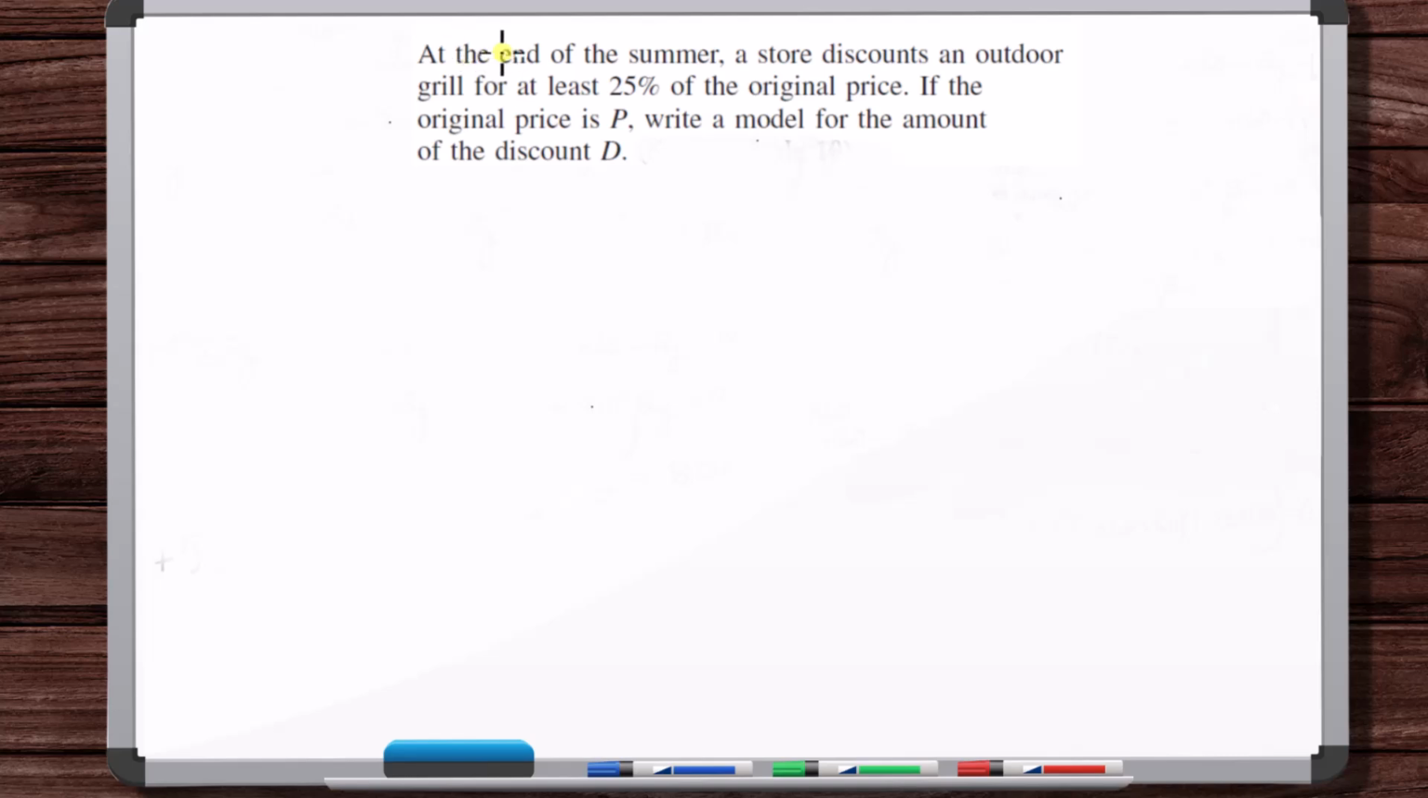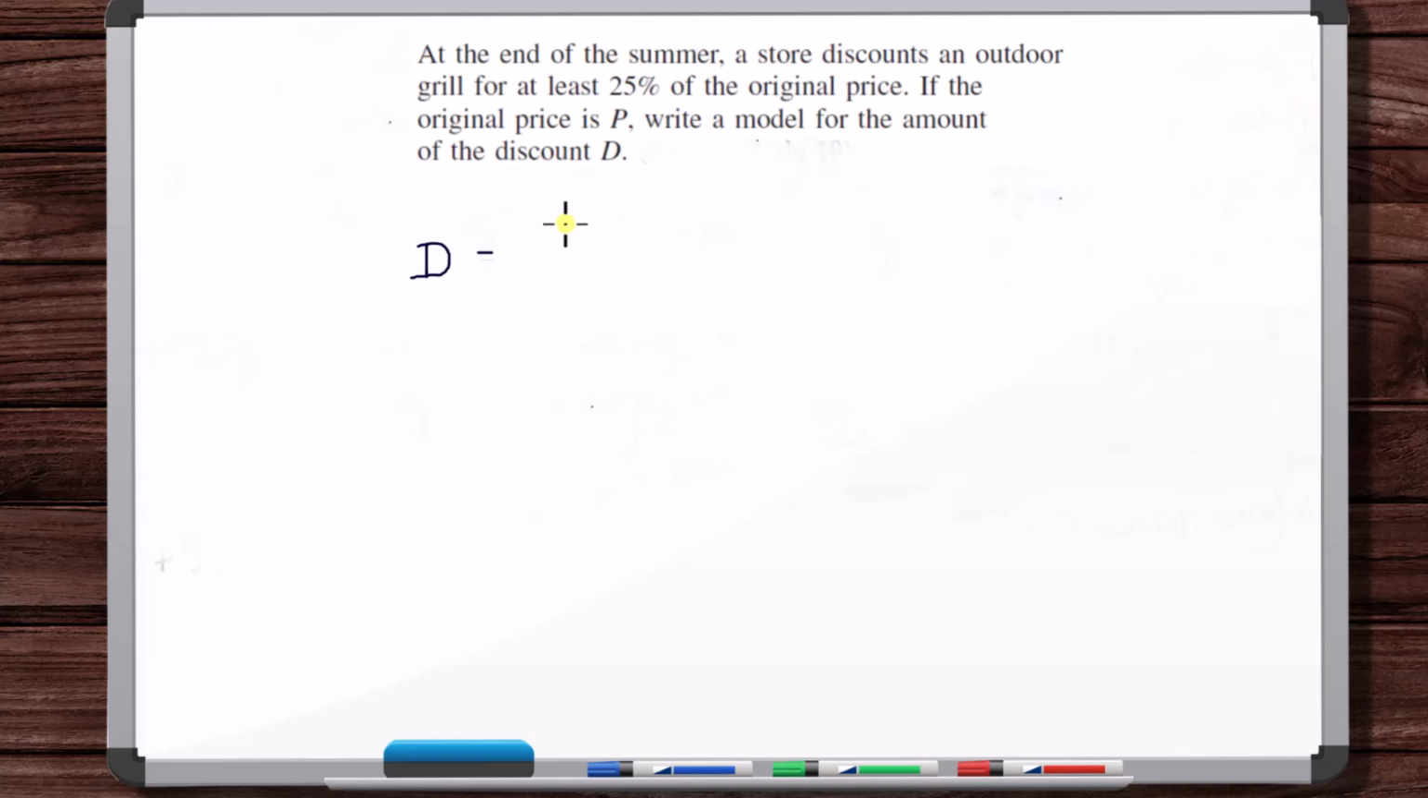Okay, next question. At the end of the summer, a store discounts an outdoor grill for at least 25% of the original price. If the original price is P, write a model for the amount of the discount D. Okay, so when you're doing problems like this, either the problem you have or what you're looking at in real life, it's like a story. And you want to write your algebraic equation in the same way. It's like your algebraic equation is telling a story as well. So write a model for what? For the amount of the discount D. So the amount of the discount D, that's what we're writing our model for, is equal to what?